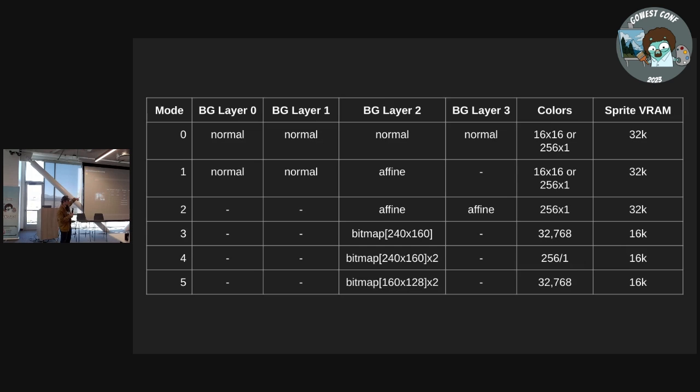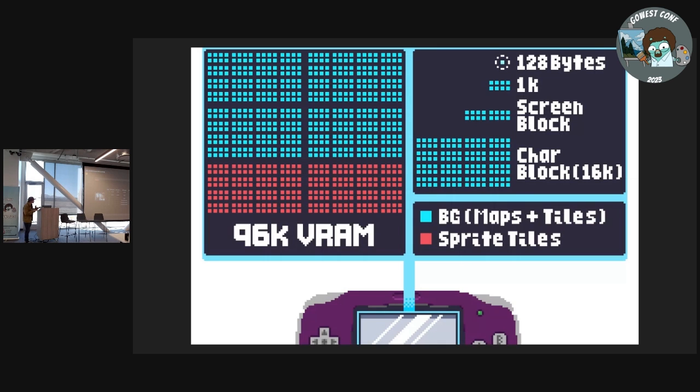So we're going to use mode 0. That's probably the one I would recommend for most basic games. It's going to give you 4 backgrounds, regular tiled sprites, and 32K of VRAM for your sprites. It will give you 256 background colors and 256 foreground colors. We'll talk more about all of this later, but just keep in mind that there are several different ways you can utilize the GBA's hardware.